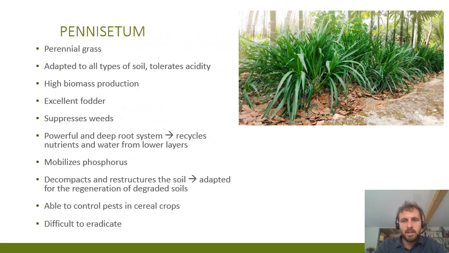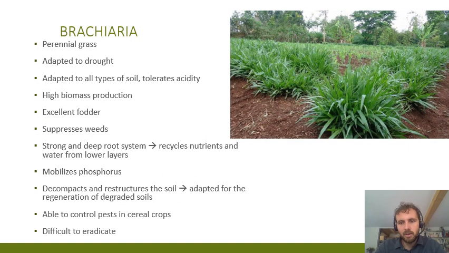A few examples: Pennisetum, that we saw also for the push-pull system. It's a perennial grass that produces a high biomass and excellent fodder. It suppresses weeds. It has a powerful and deep root system, so it's really interesting to recycle nutrients, to mobilize nutrients from deeper layers. It mobilizes a lot of phosphorus. It can decompact and restructure the soil. So it's really an interesting green manure, but it's difficult to eradicate. Brachiaria is basically the dry version of Pennisetum, so it's adapted to dry regions, but it has a lot of similarities, including the pest control in the push-pull system.